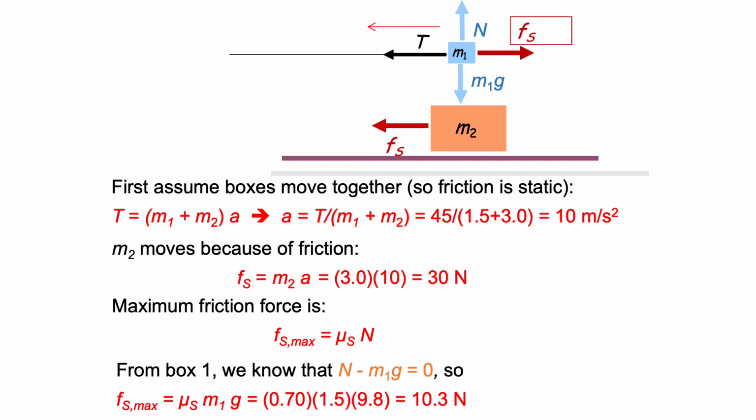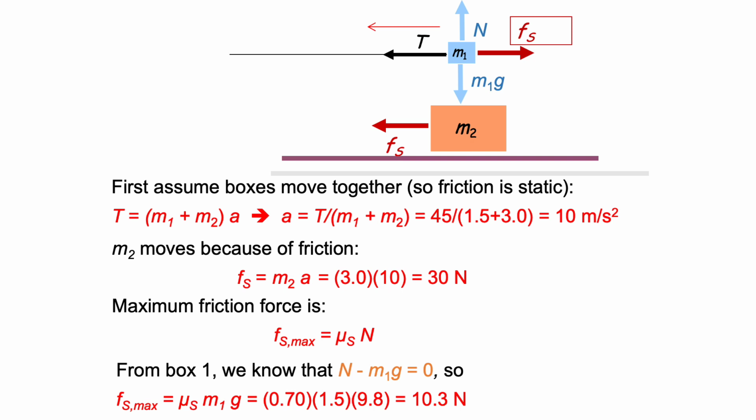So M2 moves because of friction, and the static friction is going to be equal to M2 times its acceleration. So what is pulling block M2? The static friction. So our net force is F sub s, and that's going to be equal to m sub 2's mass times its acceleration. This is just a statement of Newton's law applied specifically to the orange block.